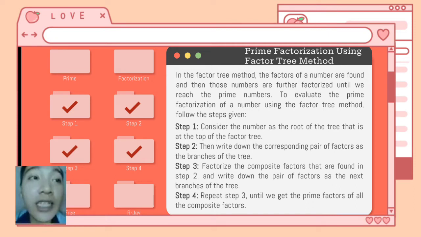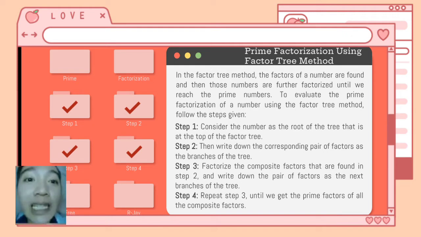Step 1. Consider the number as the root of the tree, that is at the top of the factor tree. So, for example, we're going to find the prime factorization of 36. Let's consider 36 as the root of the tree. So we're going to write 36 at the top of our paper or other writing materials, and it serves as our root, yung ugat.